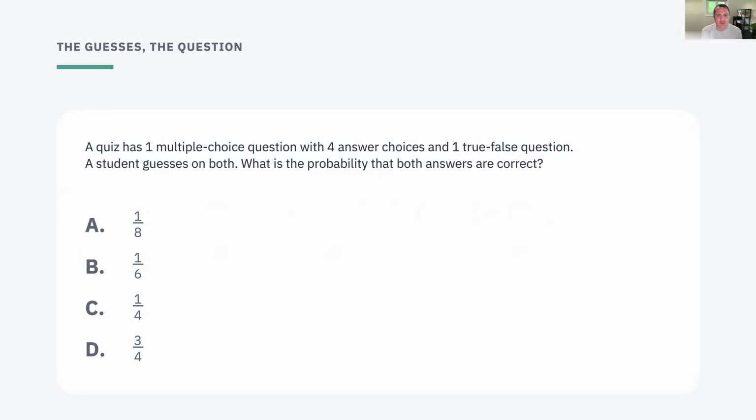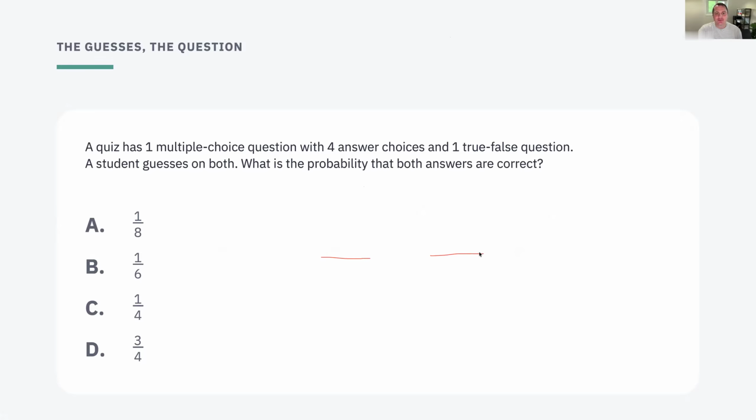Okay, let's go on to the next one. So we have a quiz having 1 multiple choice question with 4 answer choices and 1 true false question. A student guesses on both. What is the probability that both answers are correct? Well, we can start. And by the way, I'll talk slow here. I'll pause. If you want to pause the video, you can do so now. But let's jump into it.